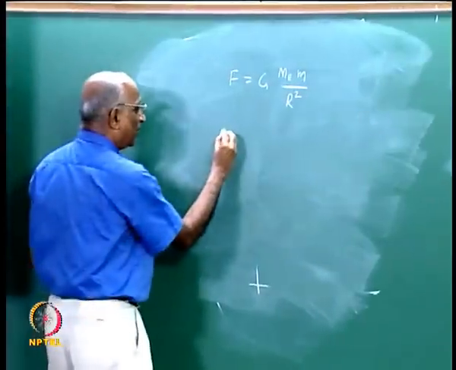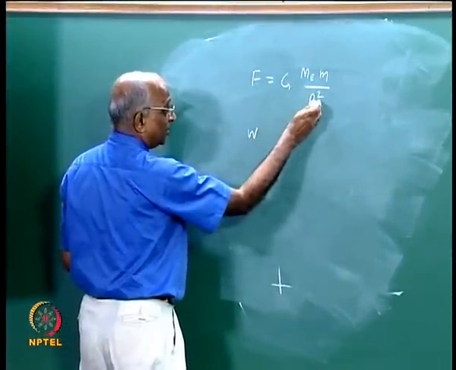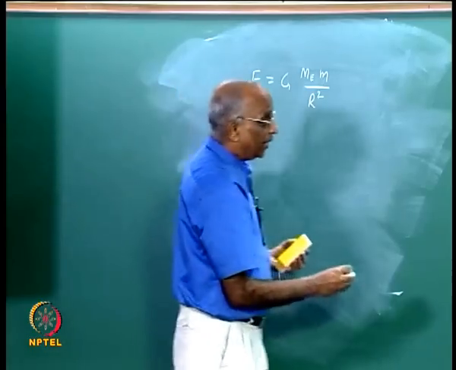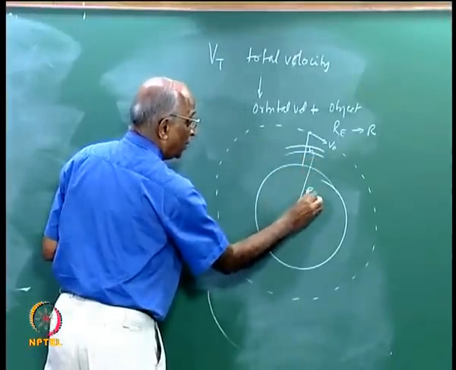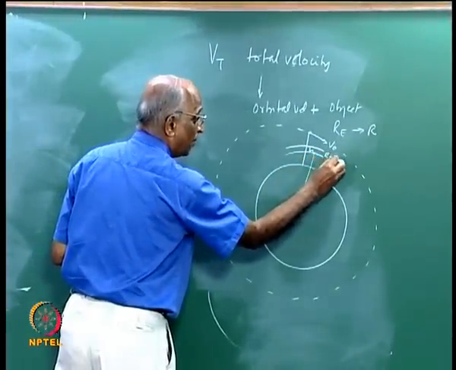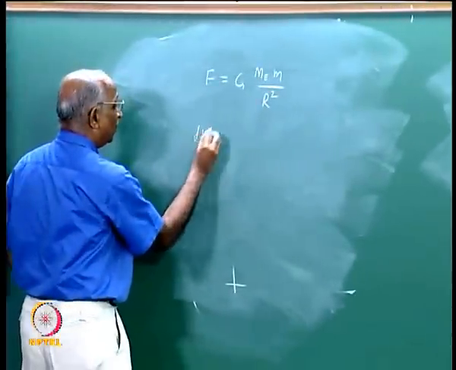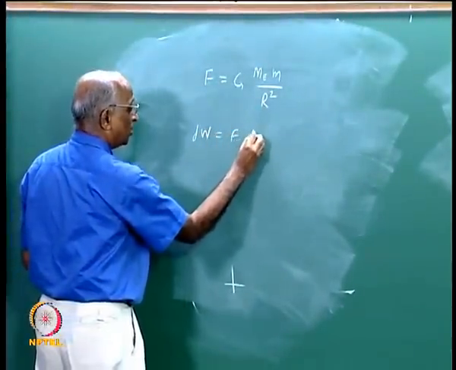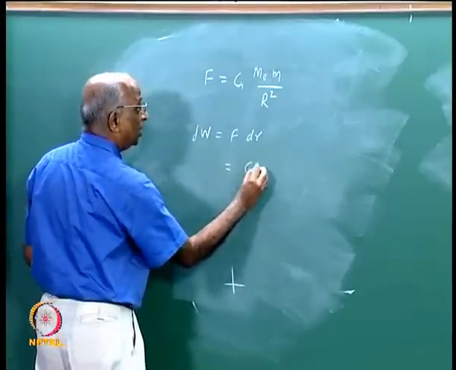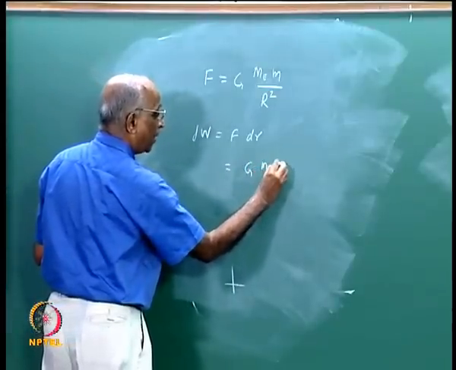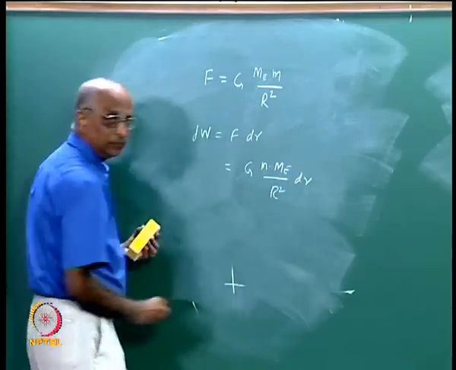What is the value of the work done when it moves through a distance, let us say dr, maybe I assume that it goes from a height r to a height r plus dr. What is the small work which is required to be done? dW is equal to force into the small displacement dr, and therefore dW must be equal to G m Me by r square into dr.